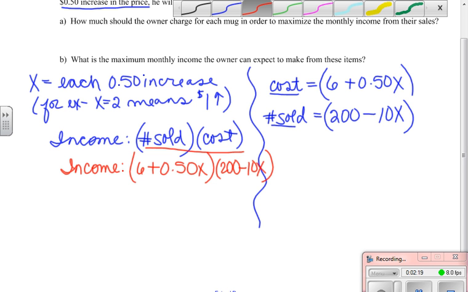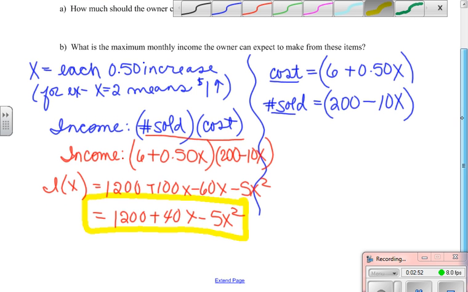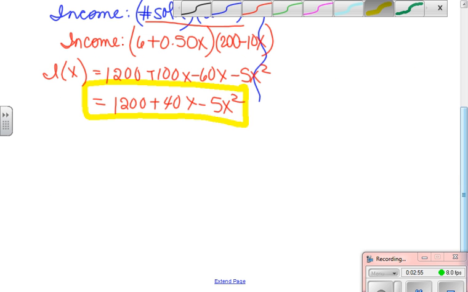If we FOIL this, we'll see our quadratic function income of x, where x is each 50-cent increase, will become something like 1200 + 100x - 60x - 5x², combine like terms, and I have 1200 + 40x - 5x². So there's the equation that I'm going to be working with. Now we can talk about our max and min and how we would graph.